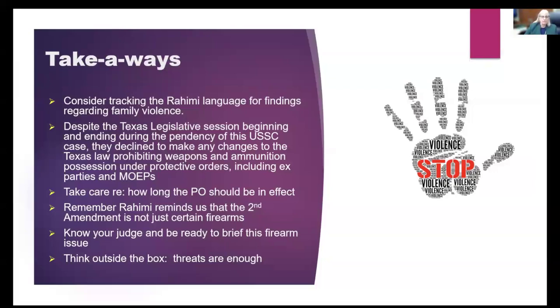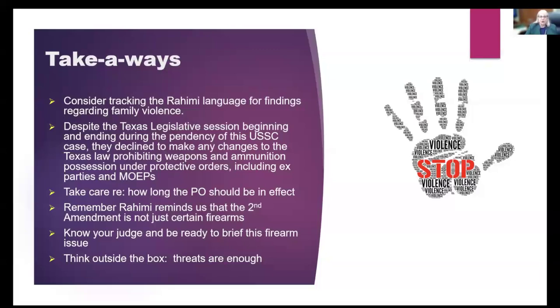Also, keep in mind, Rahimi reminds us that the Second Amendment is not just for certain firearms, that's pretty expansive. You should know your judge wherever you're filing and arguing your protective order, and be ready to brief the firearm issue if it comes up. My belief is, as long as people are familiar with Rahimi and what our statutes say here in Texas, that should be good enough.